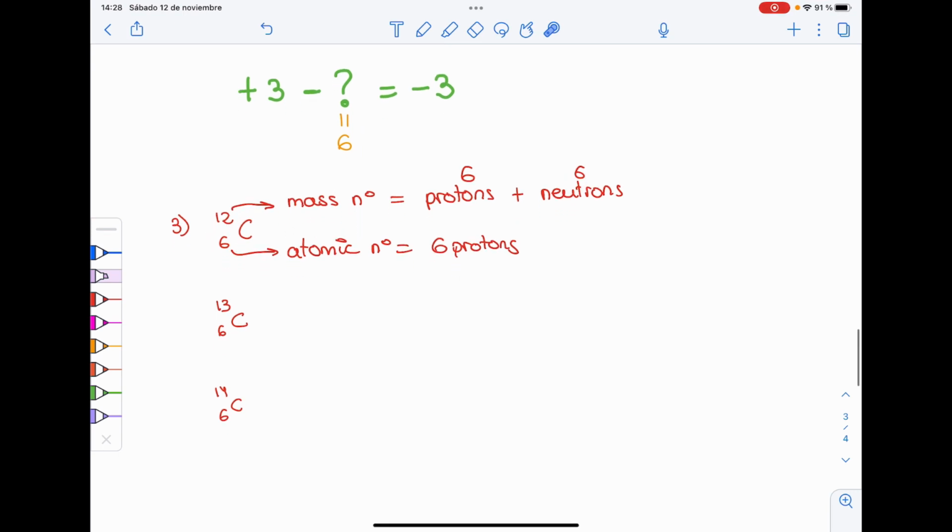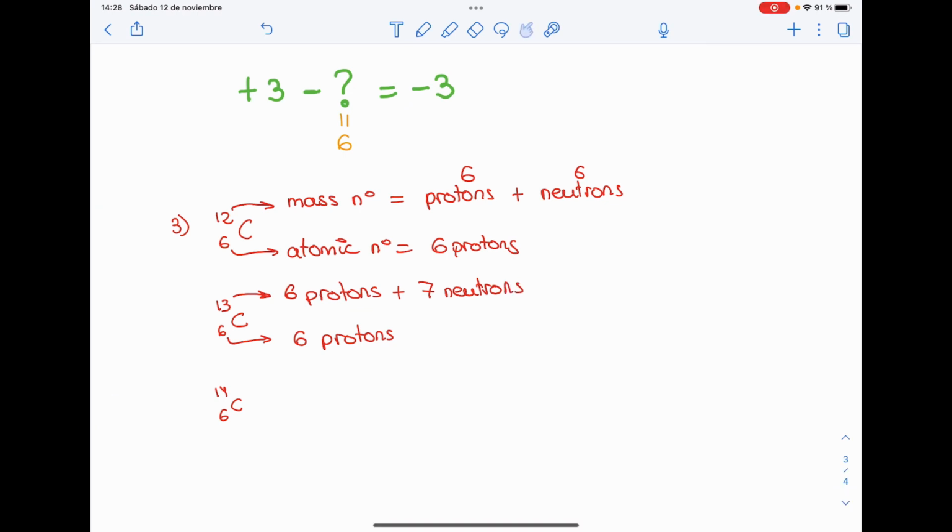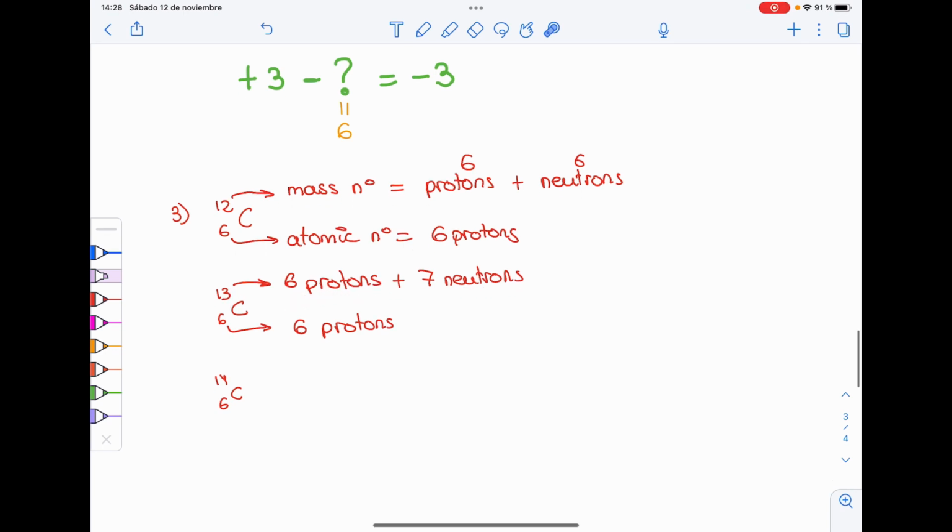Okay. What about in this case? In this case, I also have 6 protons, but you see here that I have 13 as the mass number. This means that if I have 6 protons, I need how many neutrons? 7. As 6 plus 7 is going to be 13, which is the mass number, the number of protons plus neutrons.